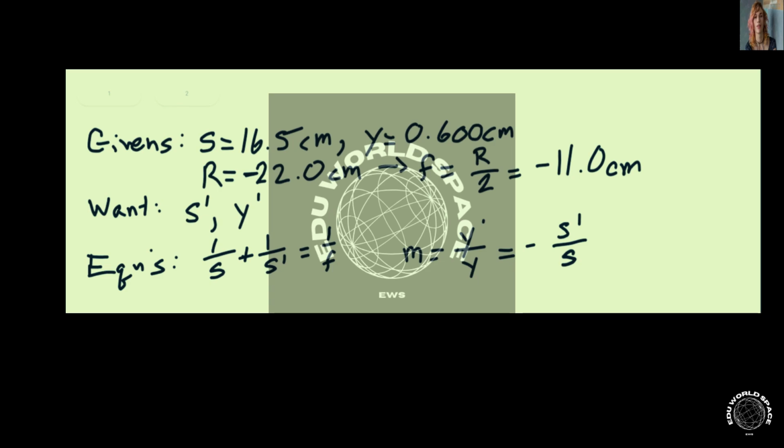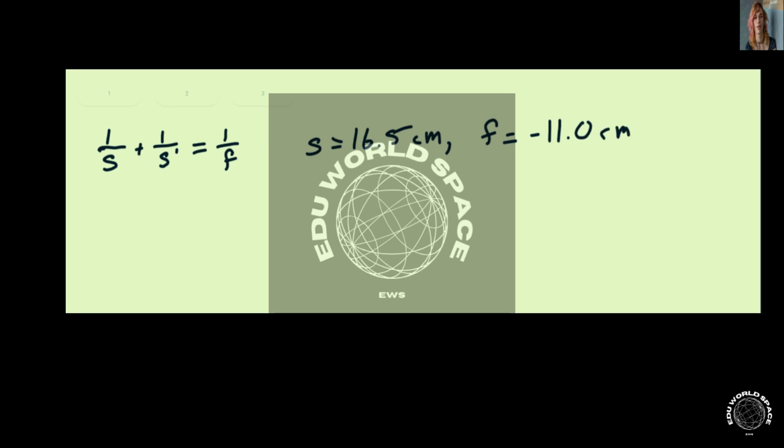So first, let's find the image distance, so how far away the image is from the mirror. And just to remind ourselves, we're going to be working with this formula: 1 over s plus 1 over s prime equals 1 over f. And we know that s is 16.5 centimeters and f is negative 11 centimeters.